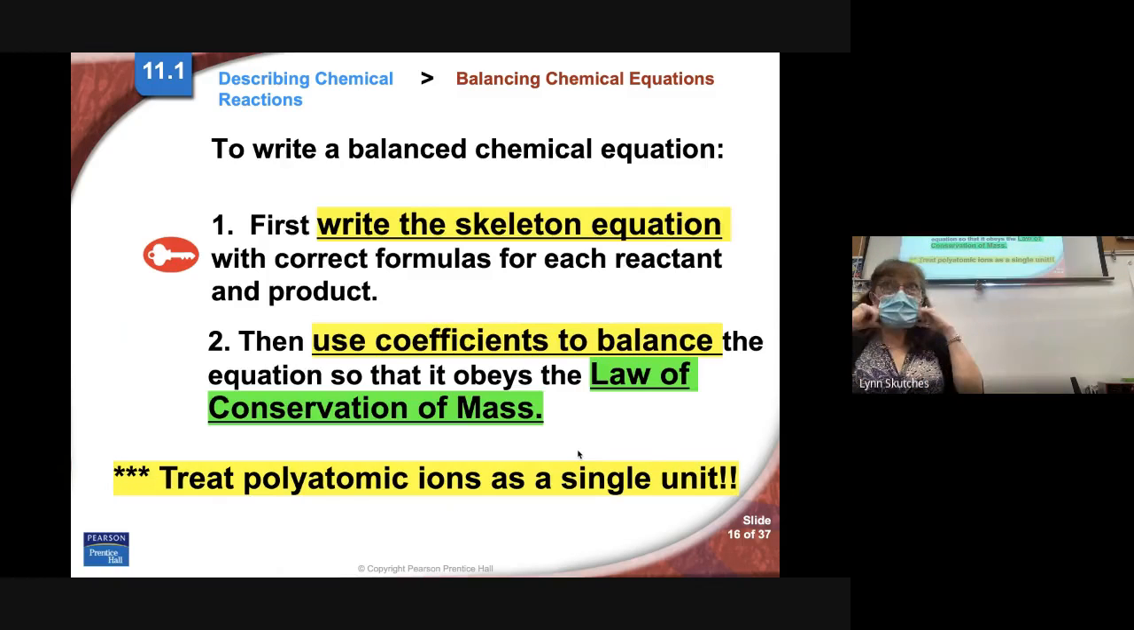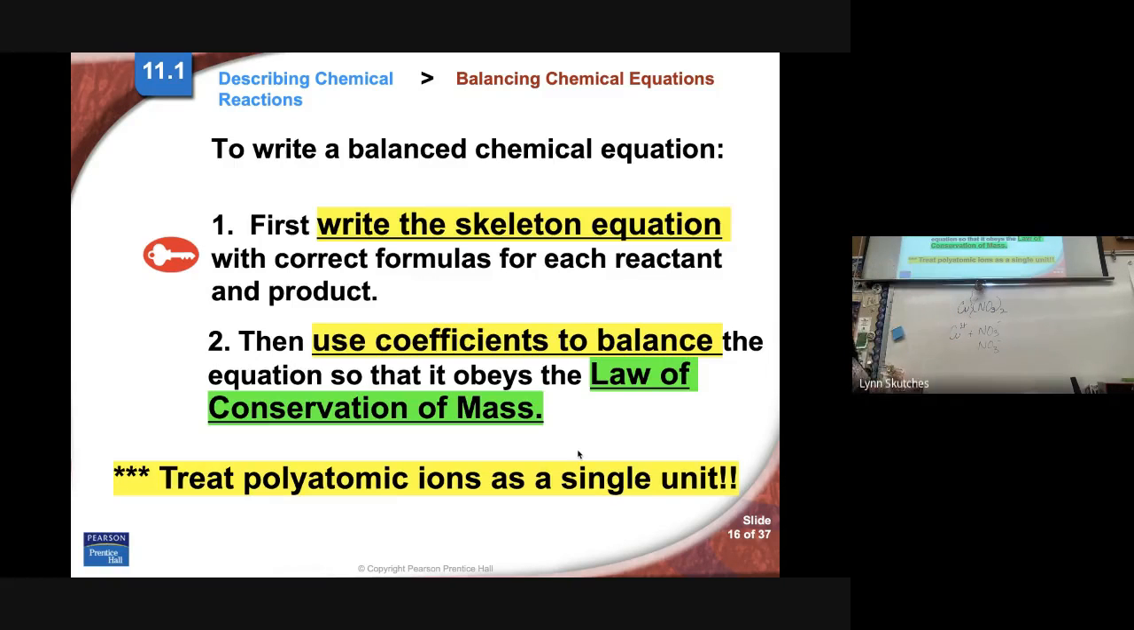One huge hint that I wish I had known when I was in high school and college: when you have something like copper(II) nitrate, don't break apart the polyatomic ions. Leave them as a little unit, because they're going to stay as a little unit. The copper is going to dissociate, but the nitrates are going to stay as little packages.